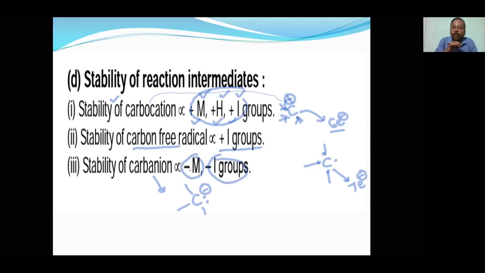Carbocation: plus groups, that is plus M effect, plus H effect, plus I effect. Whereas for free radical, only plus I effect, and stability of carbanion will be improved when minus M effect and minus I groups are attached. This is about the stability applications of electron displacement effect. Now let's see the next one.